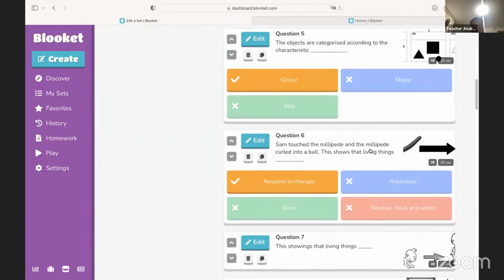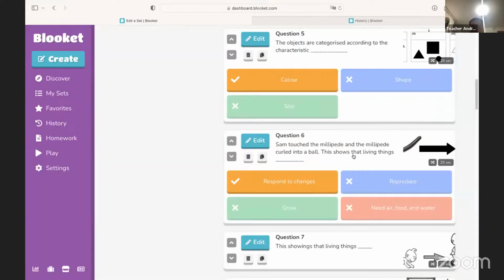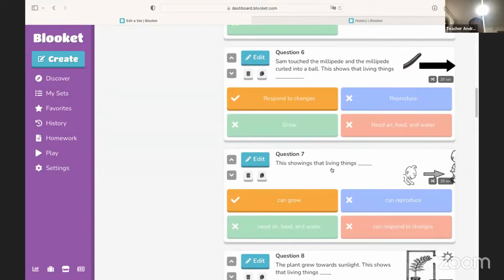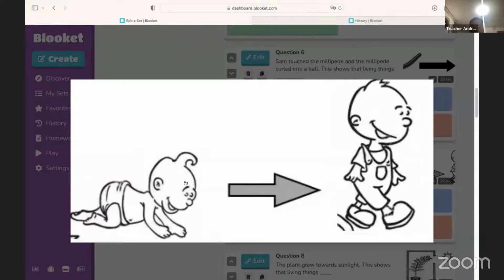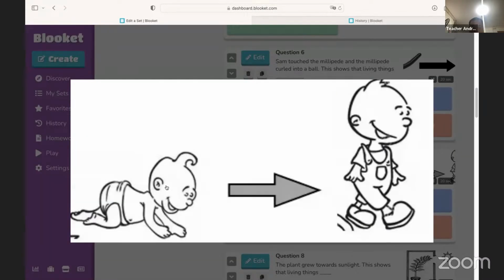Question 6. Sam touched the millipedes and the millipedes curl into a ball. This shows that living things respond to changes. So you can see that the millipede goes from one straight line to a curl to protect itself from danger. All right. Question 7. This image shows that all living things can grow from a baby to a young child.